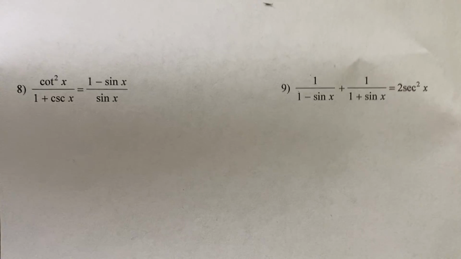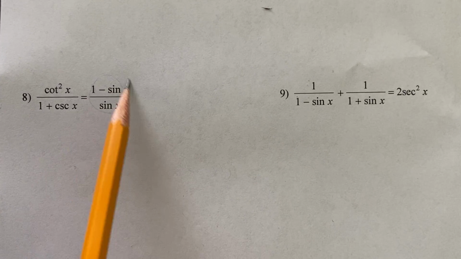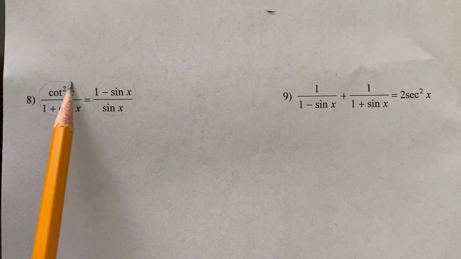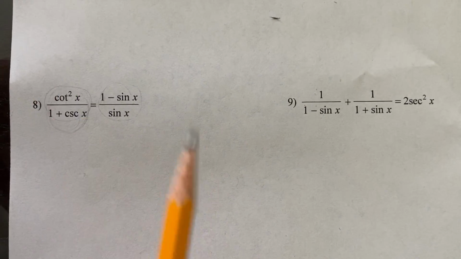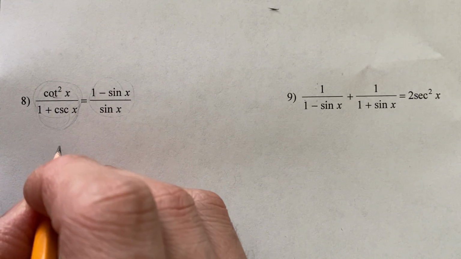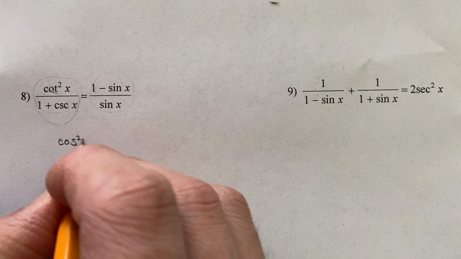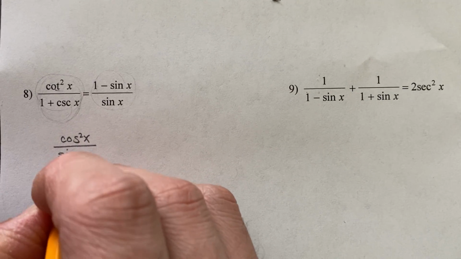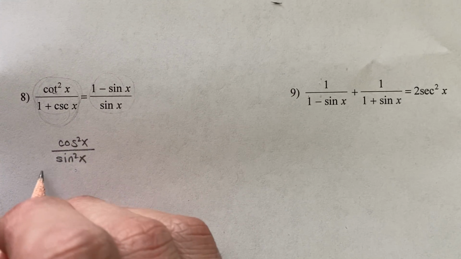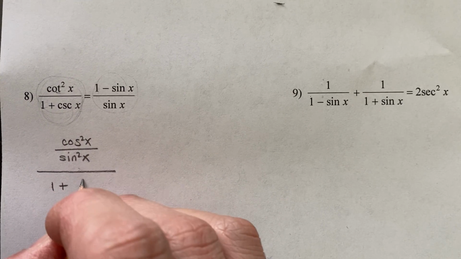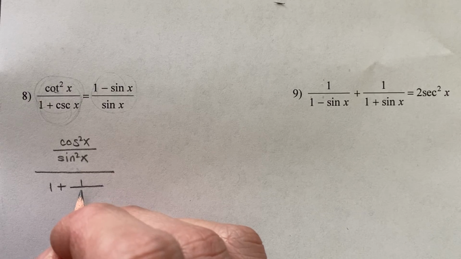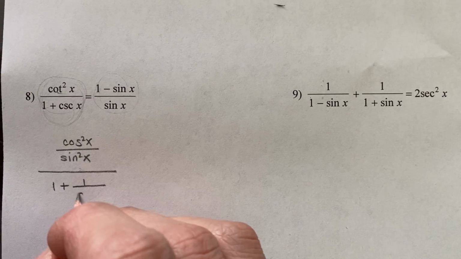Okay, so on this one right here, everything's in terms of sine already. But on this one, I can convert everything to sine and cosine. In fact, I'm going to manipulate the left-hand side on this one. So cotan squared is cosine squared x over sine squared x, all over 1 plus cosecant. Well, cosecant is 1 over sine x.